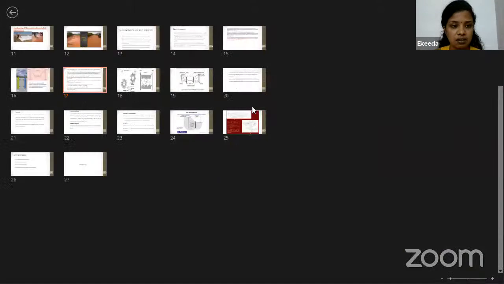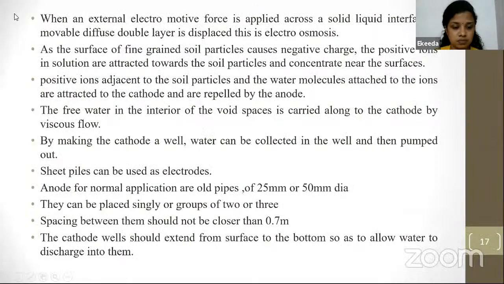Sheet piles can be used as electrodes. Anodes for normal applications are pipes of 25 mm or 50 mm diameter. They can be placed singly or in groups of 2 or 3. Spacing between them should be closer than 0.7 meter.